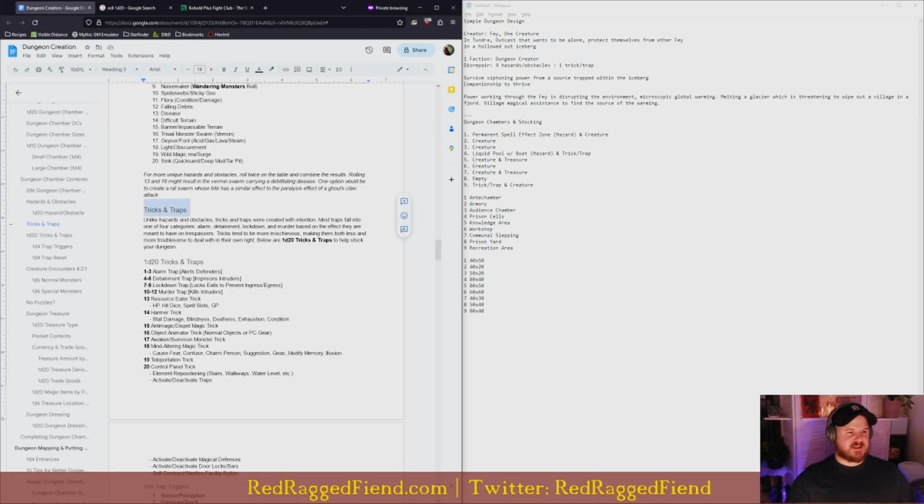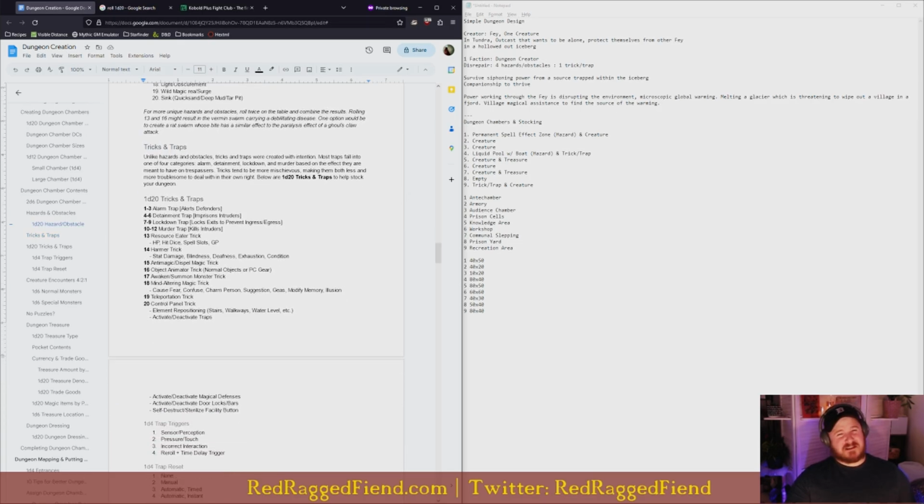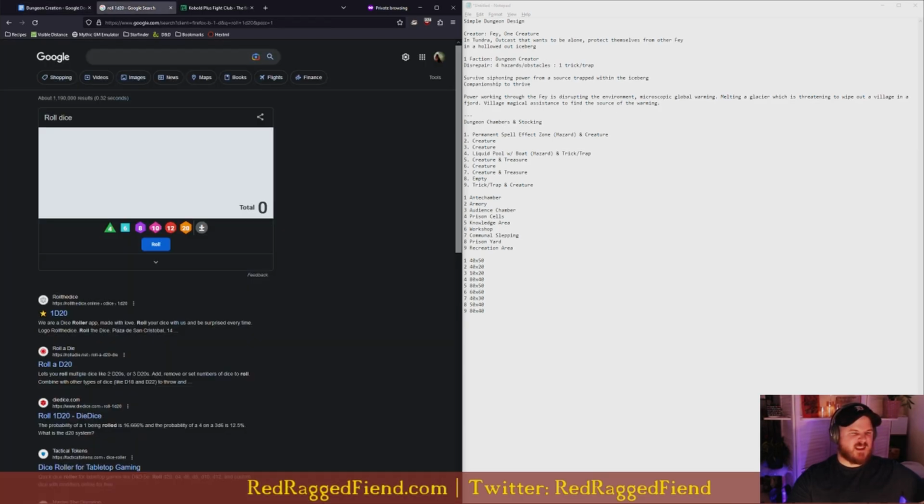So our next section, we talked about our tricks and traps. I'm more of a traps fan. I'm not a super big tricks fan, but depending on the type of dungeon you're making, and this is a Fey creature dungeon, so tricks might make more sense. Sort of mischief, right? And we've got two of those, so let's figure out what they are. And then I'll talk a little bit about different trap types.